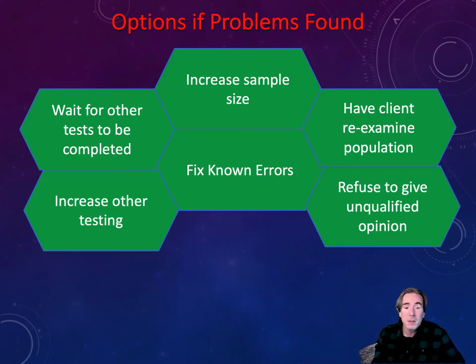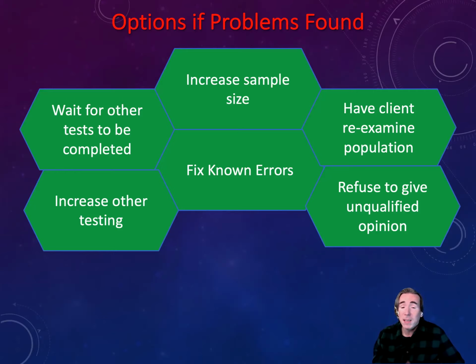The second option we can do is we can tell the client to fix the known errors to get us below materiality, or other things like that. We can wait for other tests to be completed. It may be that this isn't that significant. We might have a compensating control. We might have alternative evidence which speaks to this. And therefore, even though this test indicated there's a problem, we might find something that provides greater clarity.